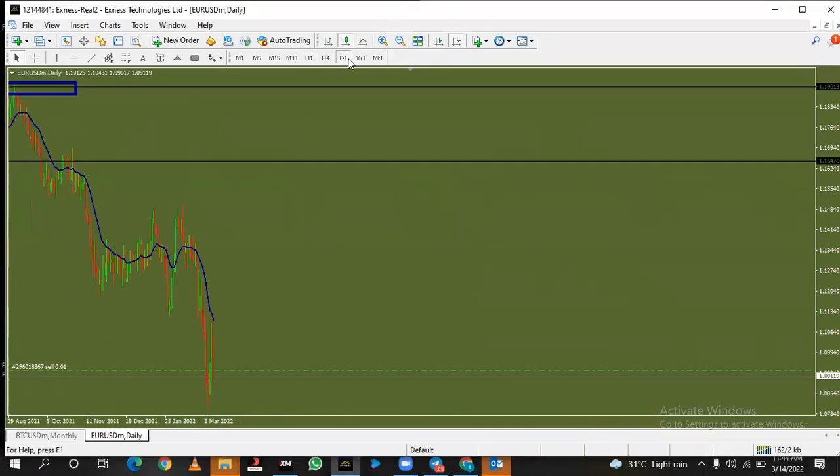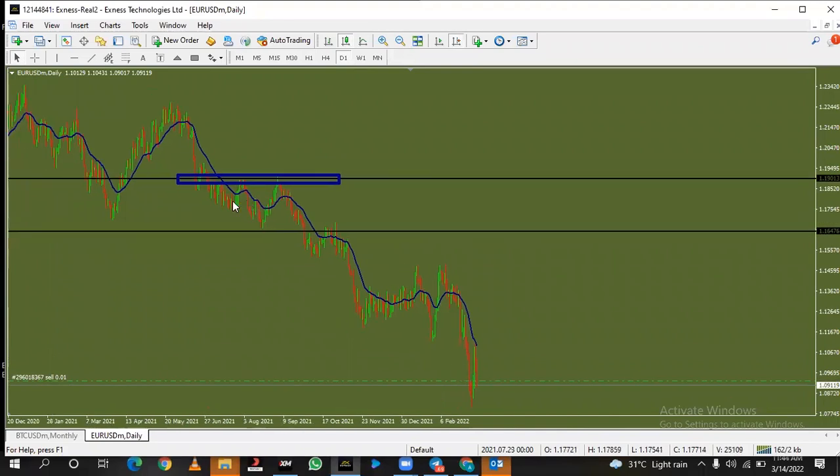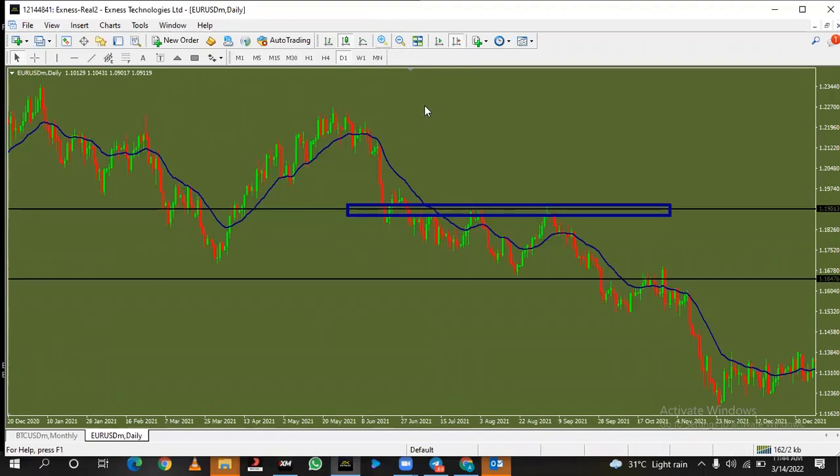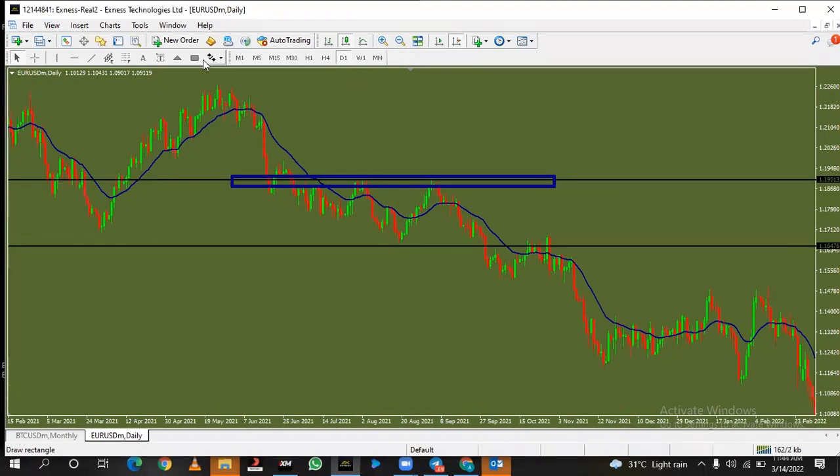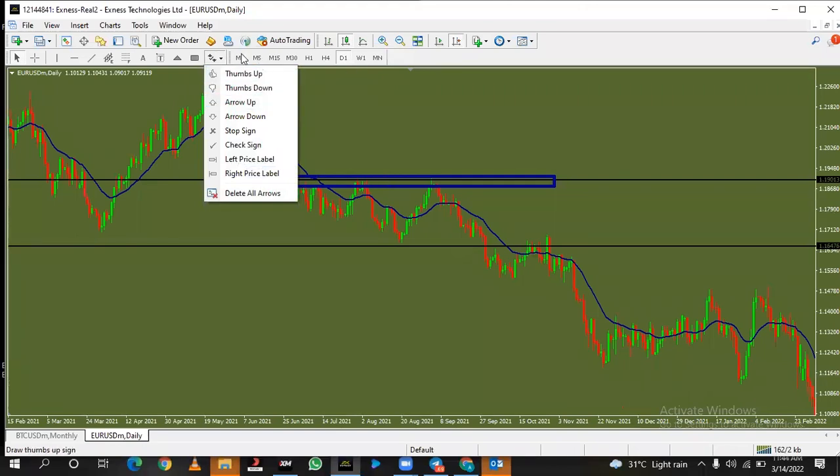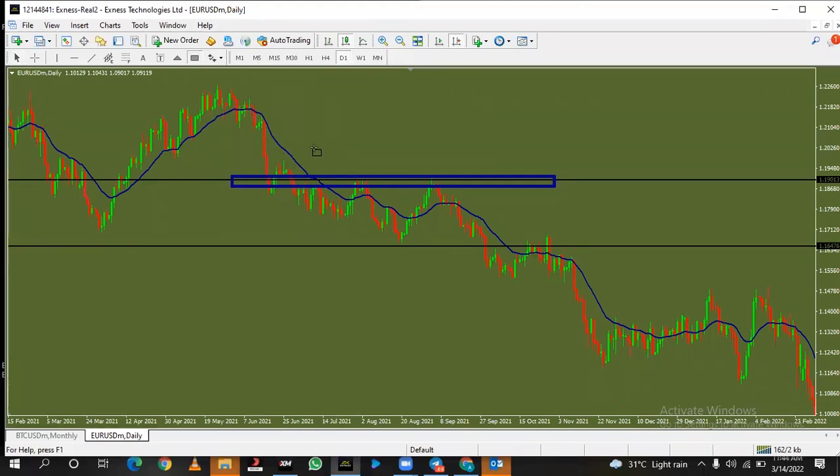Now, let's go to the daily. This is the point at the daily. This is the area I'm looking at. Since I know they rejected it here, they rejected it here too. Now, what am I looking at? I'm looking to enter, right? Engineer, we are looking to enter the trade.